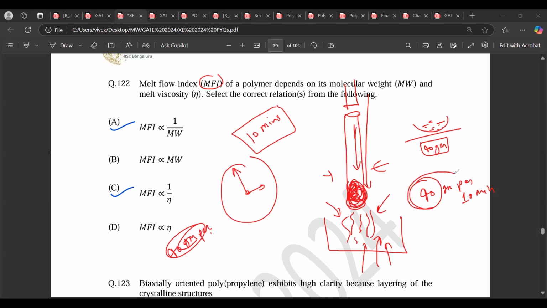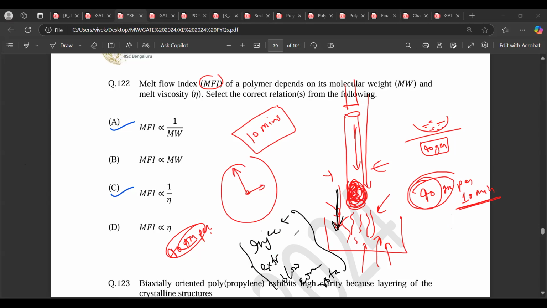So how much polymer you have collected per 10 minutes is your MFI. So what does this signify? This signifies how fast the polymer is flowing. So it tells the flow behavior of the polymer. It's important because you're going to use it in injection molding, extrusion molding, blow molding, compression molding, roto molding. So there are many types.